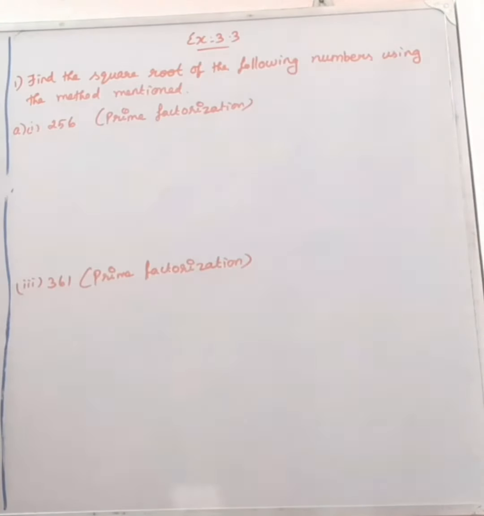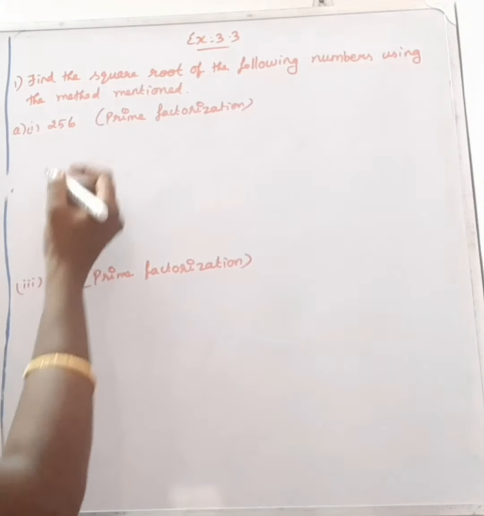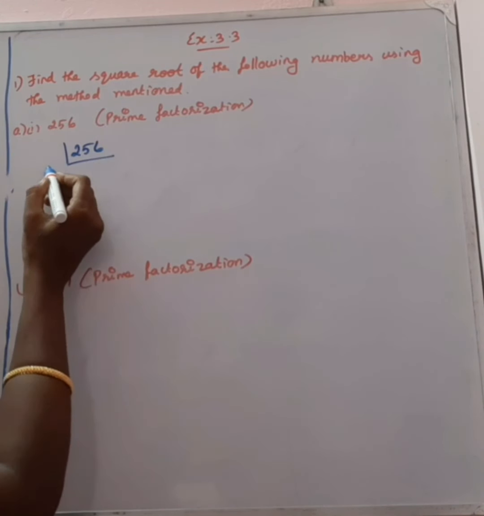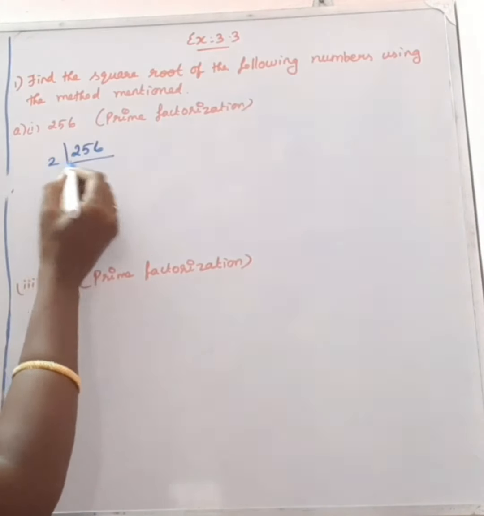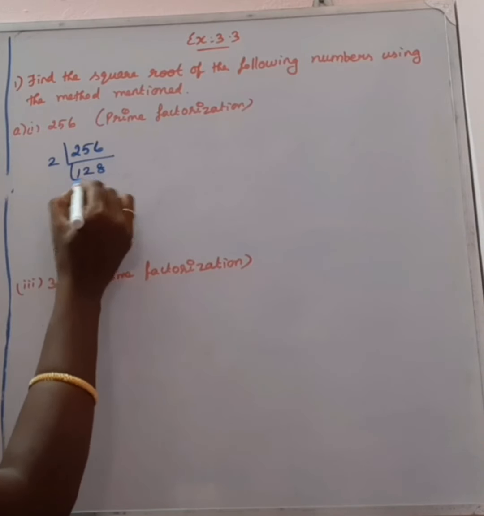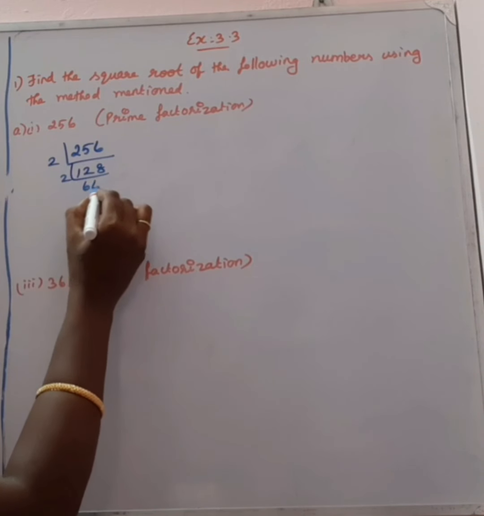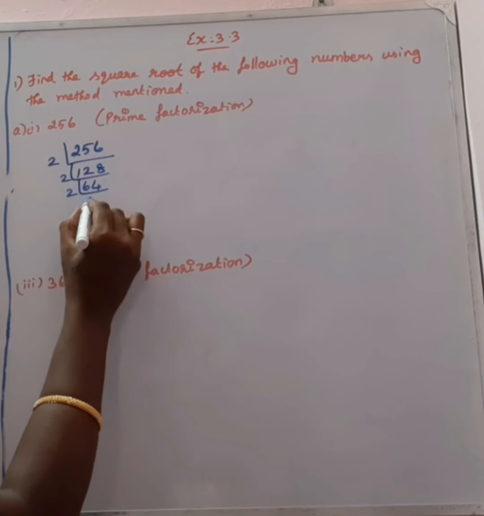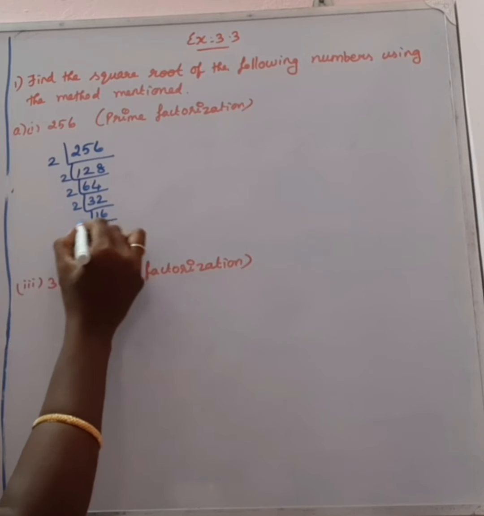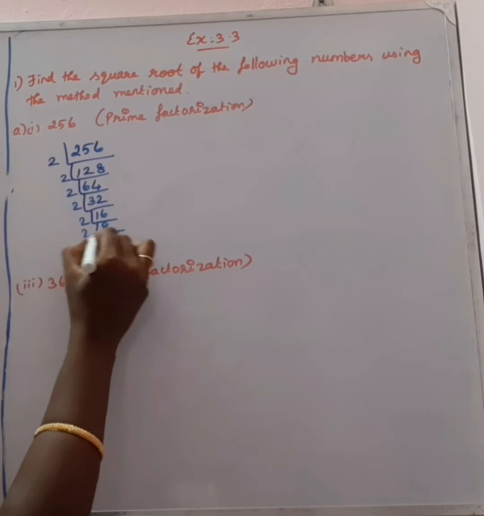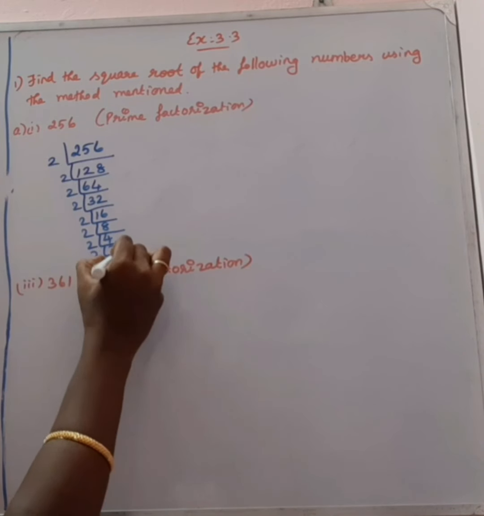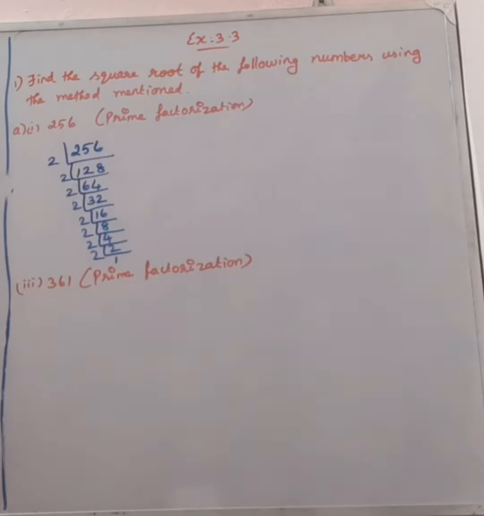What is the number they given? 256. So find the value for 256 by using prime factorization. In which table will it come? 2 table. So 2 table, 1 time, 2 time, 8 time. Again by 2 table, 6 time, 4 time. Again by 2 table, 3 time, 2 time. Again by 2 table, 16 time. Again by 2 table, 8 time. Again by 2 table, 4 time. Again by 2 table, 2 time. Again by 2 table, it is 1 time.